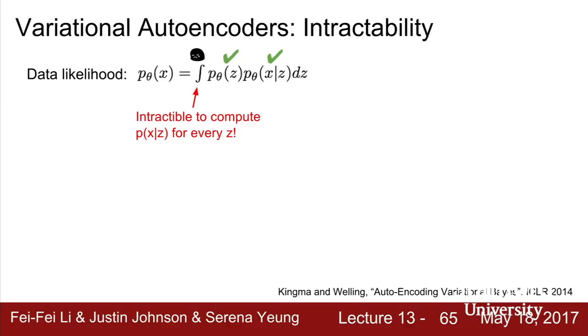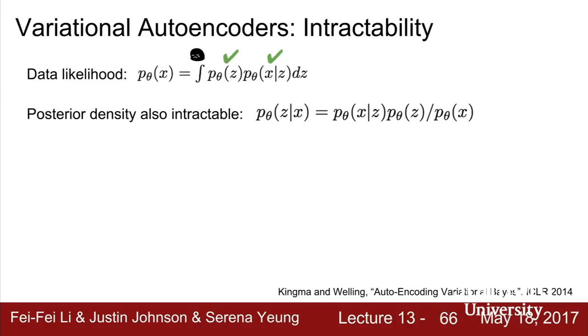This is symbolizing that basically, if we want to compute P of x given z for every z, this is now intractable, right? We cannot compute this integral. So our data likelihood is intractable. And it turns out that if we look at other terms in this model, if we look at our posterior density, so our posterior of z given x, then this is going to be P of x given z times P of z over P of x by Bayes' rule. And this is also going to be intractable, right? We have P of x given z is OK, P of z is OK, but we have this P of x, our likelihood, which has the integral, and it's intractable.